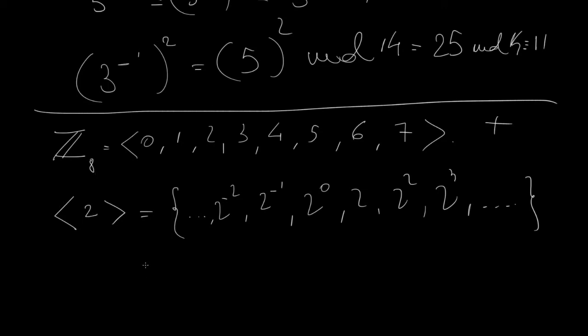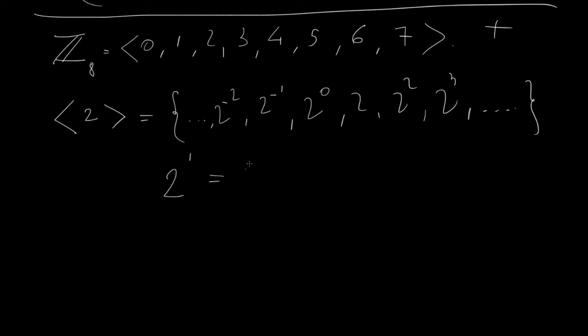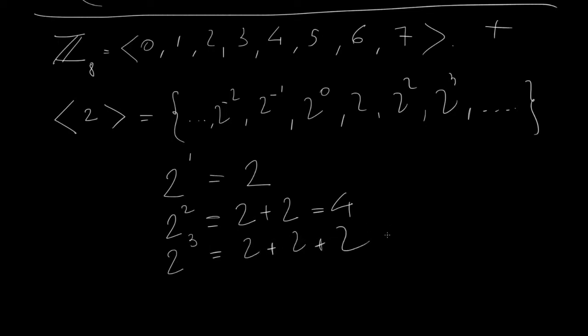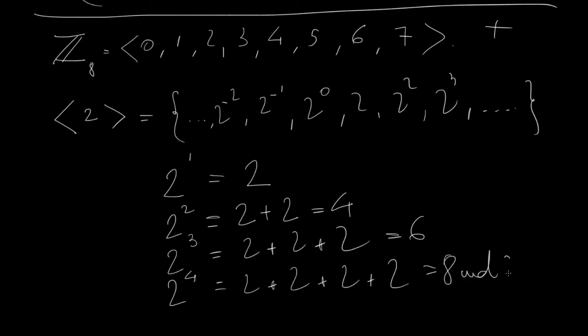So what is this? Let's start with only positive integers, and we'll see that it's going to be enough without calling all the inverses. 2 to the first power is just 2. 2 to the second power is 2 operated with itself twice, which is 4 mod 8. 2 to the third power is 2 plus 2 plus 2, which is equal to 6. 2 operated 4 times is 2 plus 2 plus 2 plus 2, which is 8 mod 8, which is equal to 0.